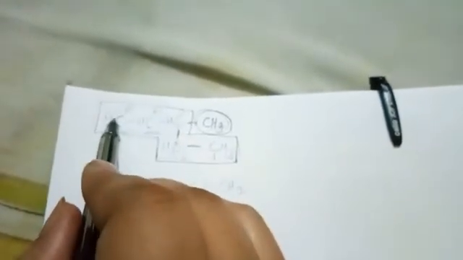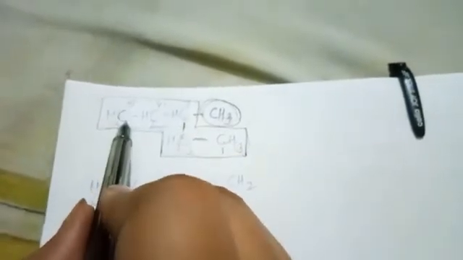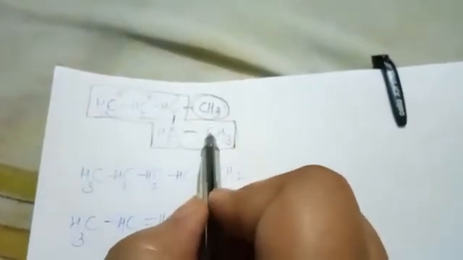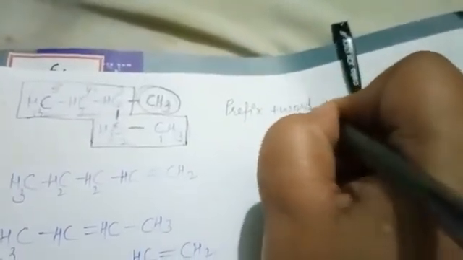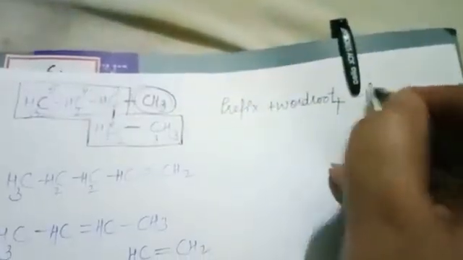If I start numbering from this end, 1, 2, 3, then also this carbon is getting the third number. So it's your wish, you can do the numbering from this end also. I have done the numbering from this end, so I am giving the name according to this. Now according to the rule, what is the sequence? The sequence is, firstly you have to write the prefix, then the word root plus primary suffix.